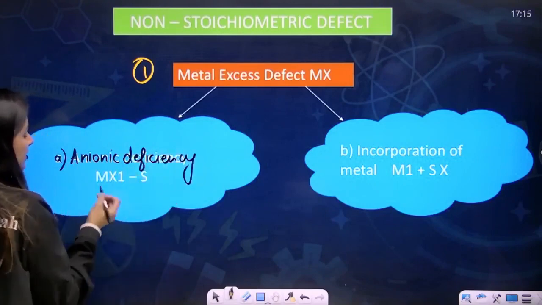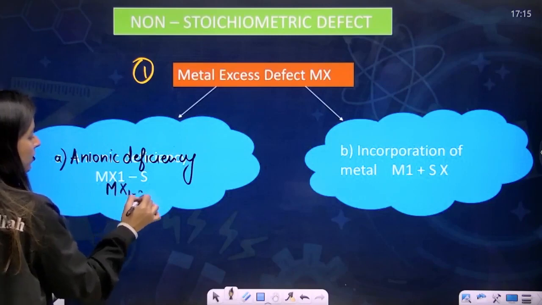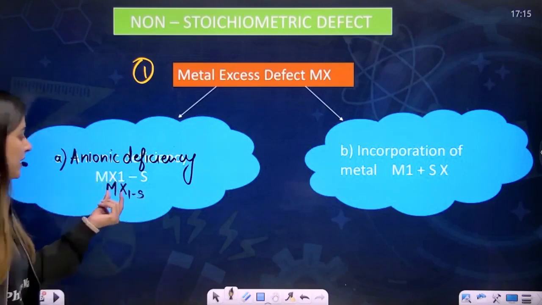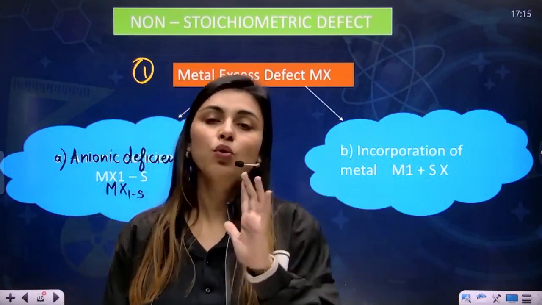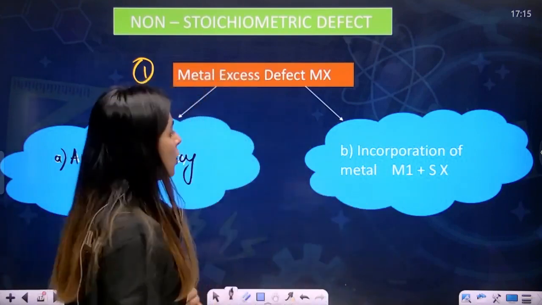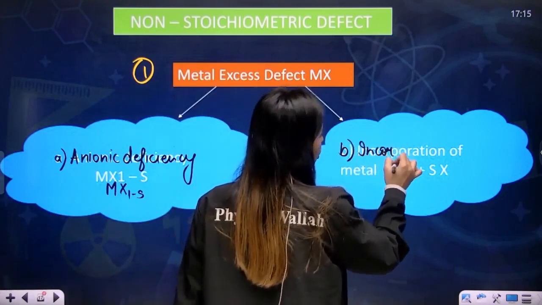Okay, let's say you had some metal M x 1 and then minus, you had some lesser amount of the ions. Maybe some ions just left and you got more of the metal. Okay, yes. Or it could be incorporation of metal.